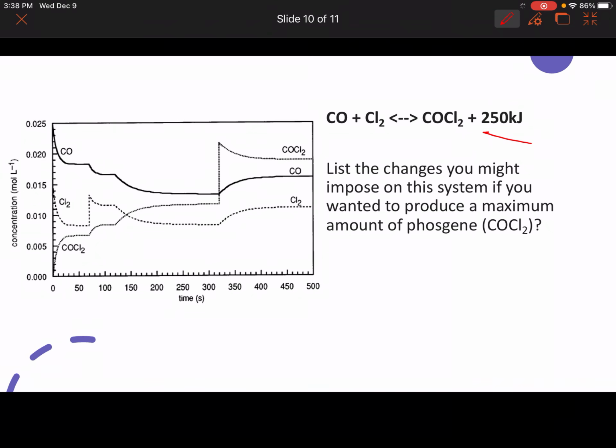Now, next one. Here we've got our reaction, so we can look at this and we've got the energy there, right? So we can say, okay, the forward reaction is exothermic. The reverse reaction would be endothermic. So list the changes you might impose on this system if you wanted to produce a maximum amount of phosgene. If you want to produce a whole lot of phosgene, that means you want equilibrium to shift to the right. So how could you shift equilibrium to the right?